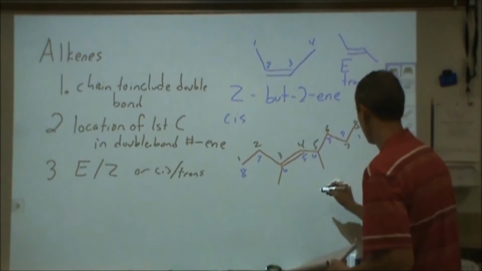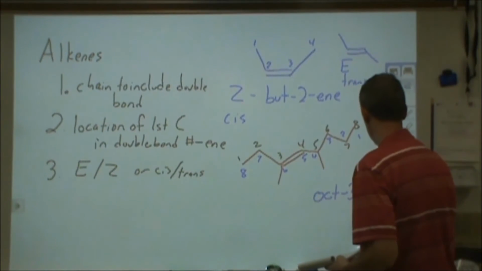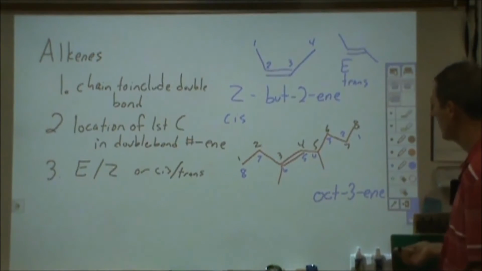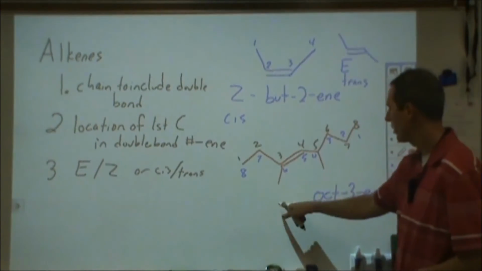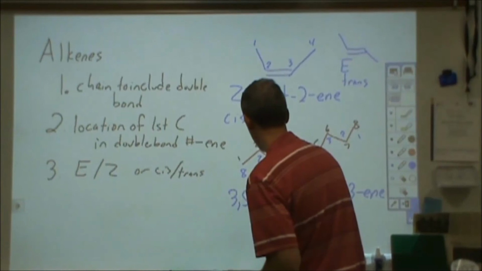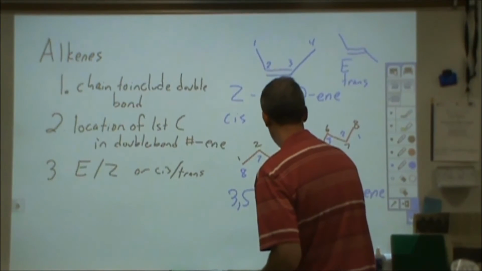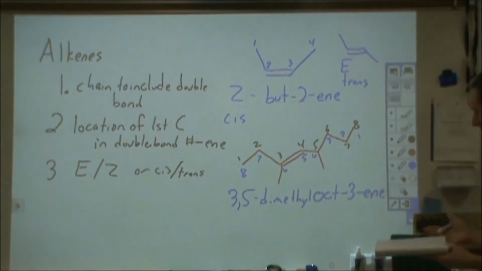Okay, we have 8 carbons, so we're going to end up with oct-3-ene as our base. And now we need to do our side groups. Okay, so we're going with the black numbering. We have a methyl group at 5 and a methyl group at 3. So we're going to have a 3,5 dimethyl oct-3-ene. Okay, and that would be our name.